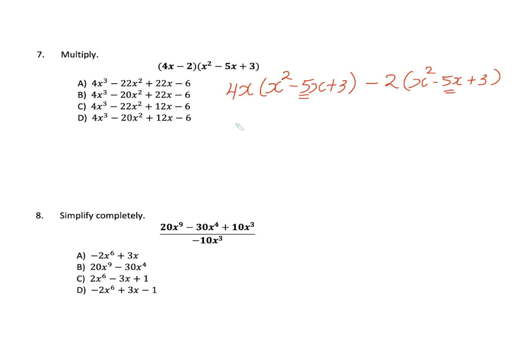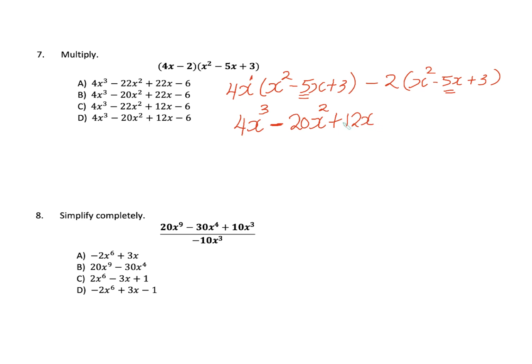4x times x squared is going to be 4x to the third, because 1 plus 2 is 3. Negative, because a positive times a negative is a negative. 4x times 5x is going to give you 20x squared. And then 4x times 3 would give me 12x.